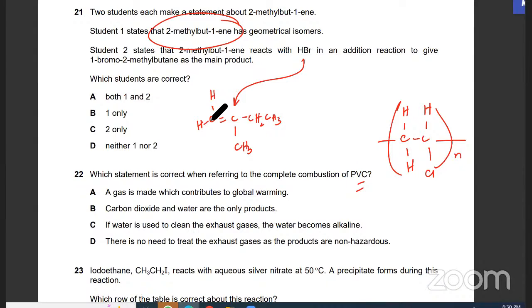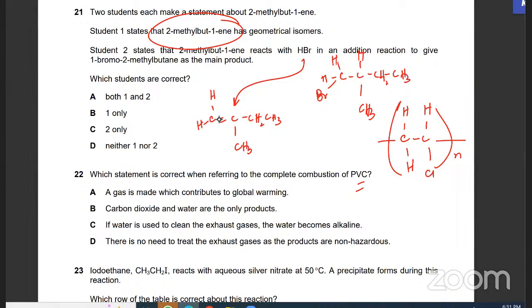So he's saying that an addition reaction takes place and 1-bromo-2-methylbutane is produced. So what is 1-bromo-2-methyl? You've got a CH3 over here. It's not correct. So bromine gets attached on the double bond carbon and H gets attached. So this is formed.